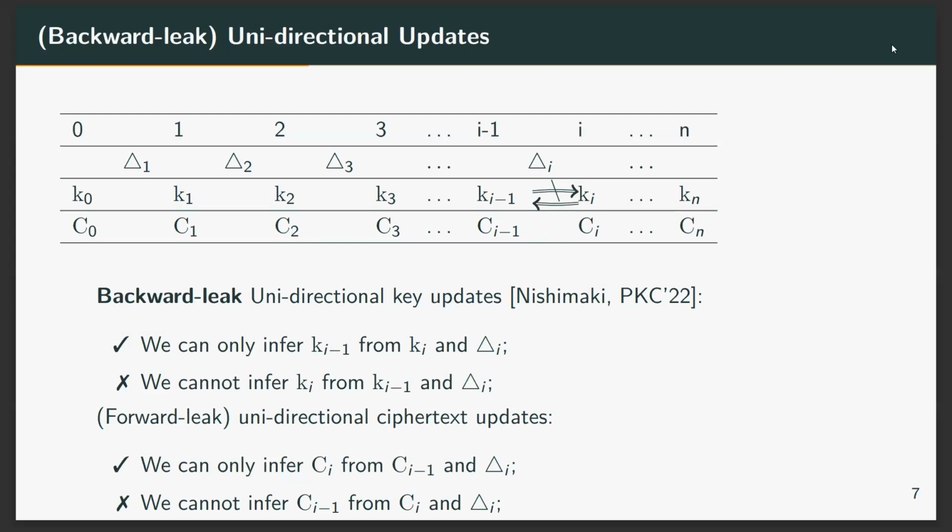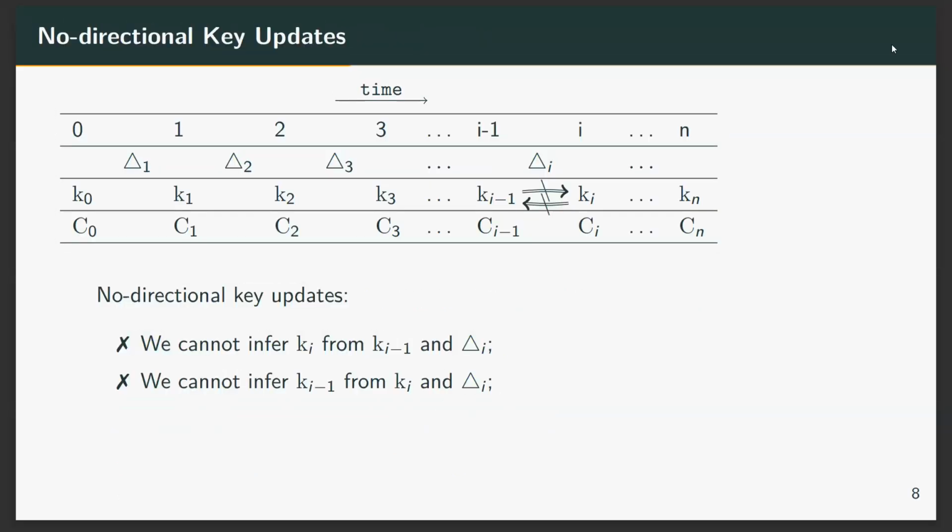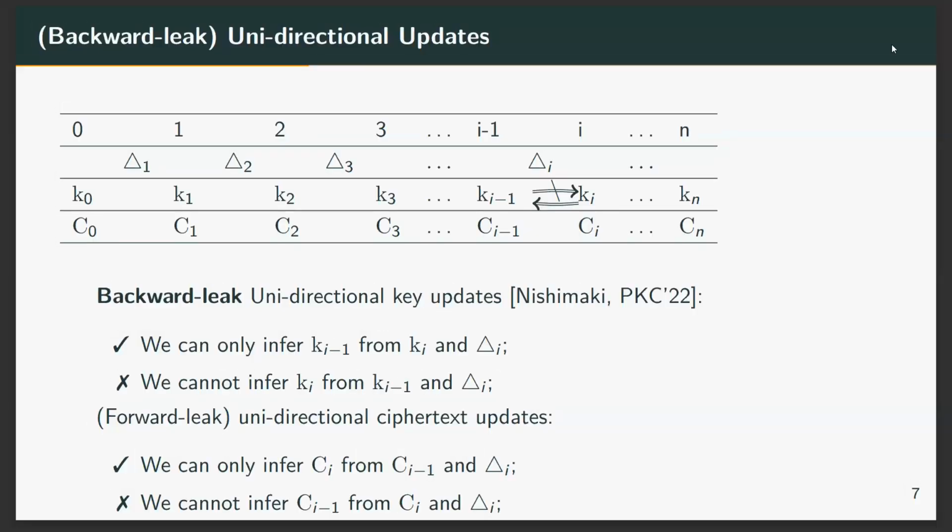Backward leak was proposed by Nishimaki last year at PKC. It basically says that the update token can only help the adversary go in the backward direction, but not in the forward direction. And again, the ciphertext update is always forward. No-directional means that you cannot go either way, basically. Personally, I think backward leak is more reasonable, because it means the ciphertext always goes forward, but your key can only go backward.